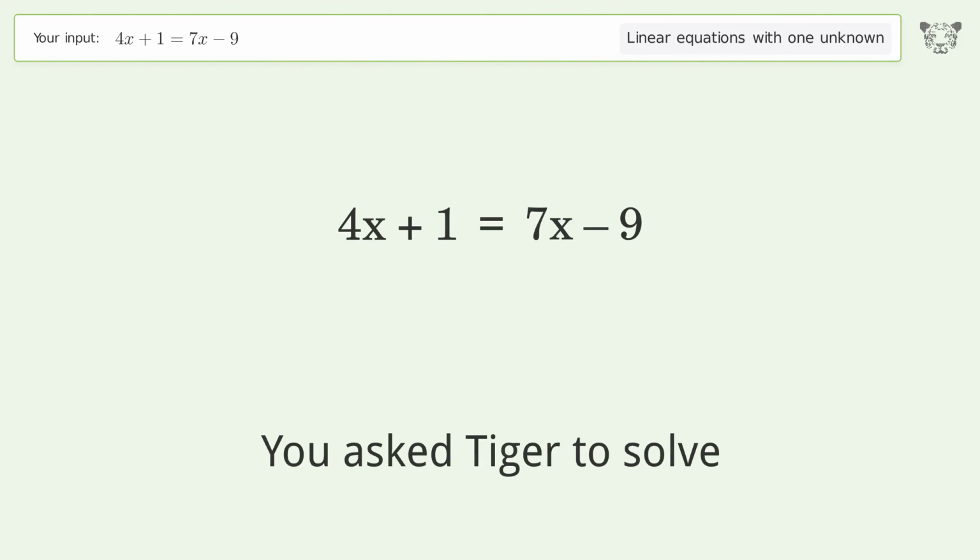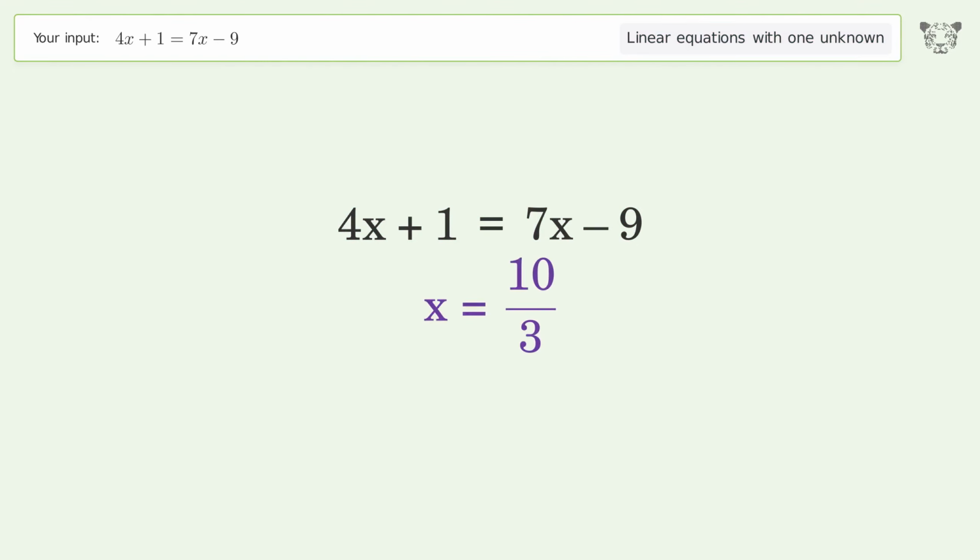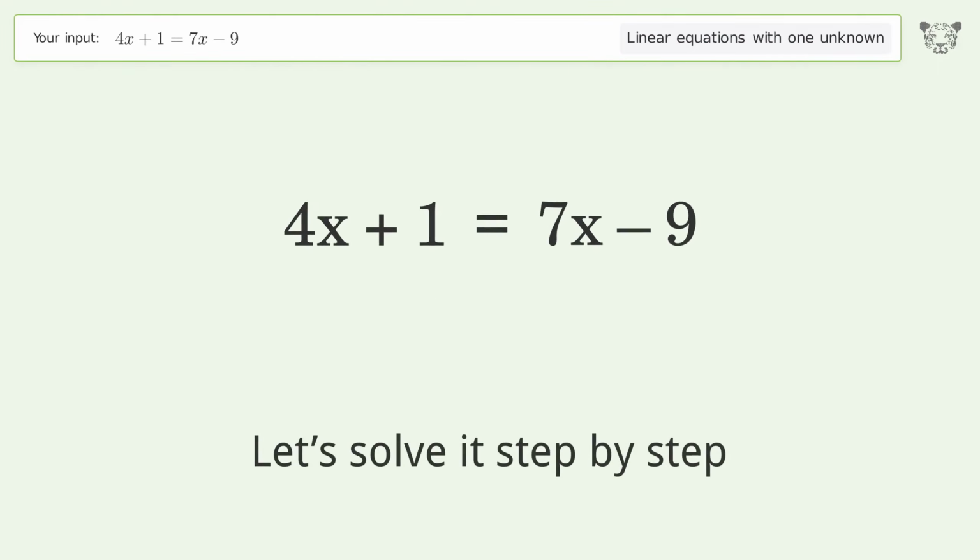You ask Tiger to solve this. This deals with linear equations with one unknown. The final result is x equals 10/3. Let's solve it step by step.